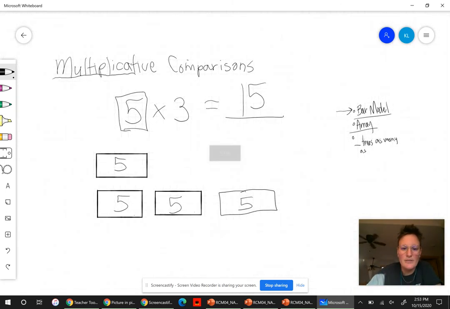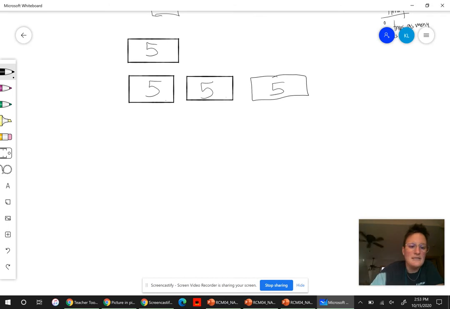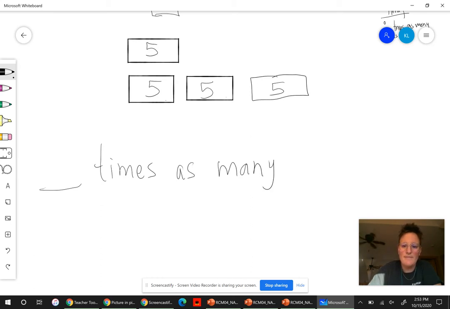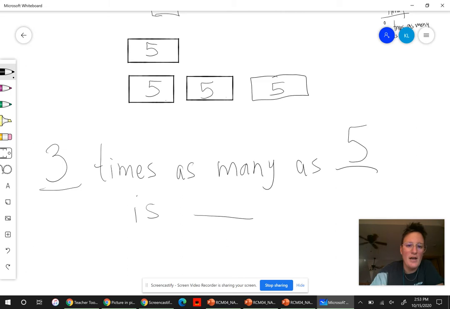Then if I were going to use a sentence frame, like I said we were going to, blank times as many as blank is blank. So if we were going to look at this question, we would say that 3 times as many as 5, because we took 5 3 times, is 15. And that is the first step of the multiplicative comparison.